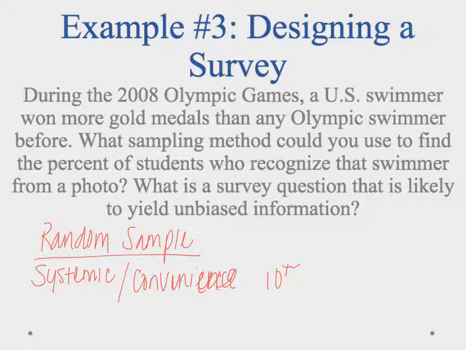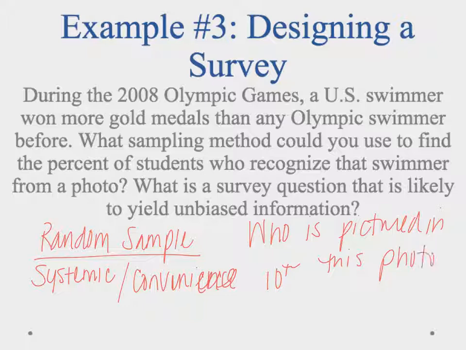Even then, it says, what is a survey question that is likely to yield unbiased information? And you could simply say, who is pictured in this photograph? Or even more simple, who is this? Okay, so that's a very unbiased question, and we've chosen 2 different ways, or somewhat 3 different ways, of sampling to get the results that we're hoping for, which is an unbiased sample.